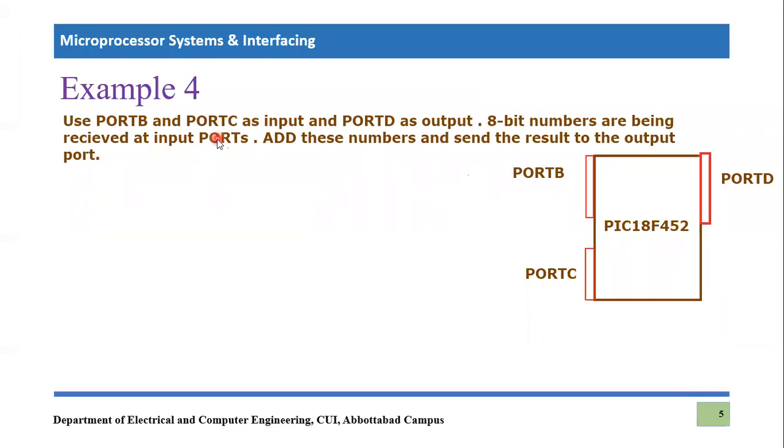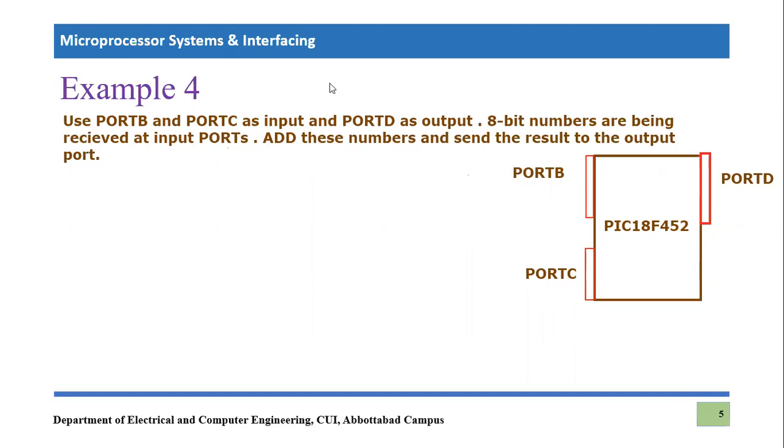Okay, let's cover another example, which is example 4 of this lecture. So what we are doing, we have a PIC microcontroller. It says use port B and port C. So this is port B and this is port C as input ports. So these two ports will be used as input ports.